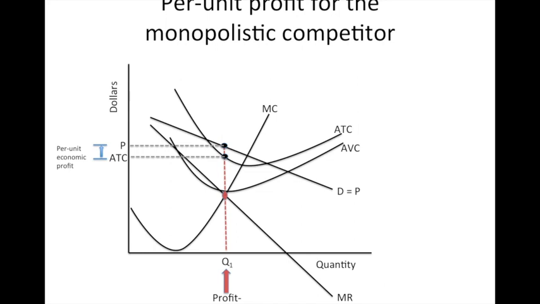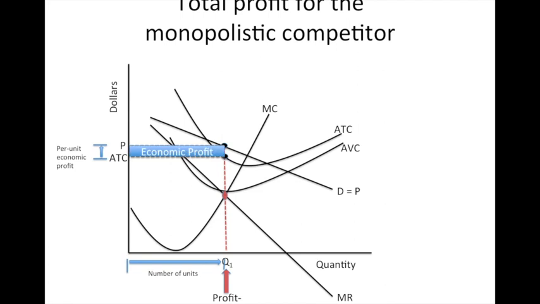If we want to know the total profit, we would take the per unit economic profit height here and multiply it by the number of units, which is the width here. And so the height times the width will be a rectangle shape, and this is the rectangle, the area of economic profit.